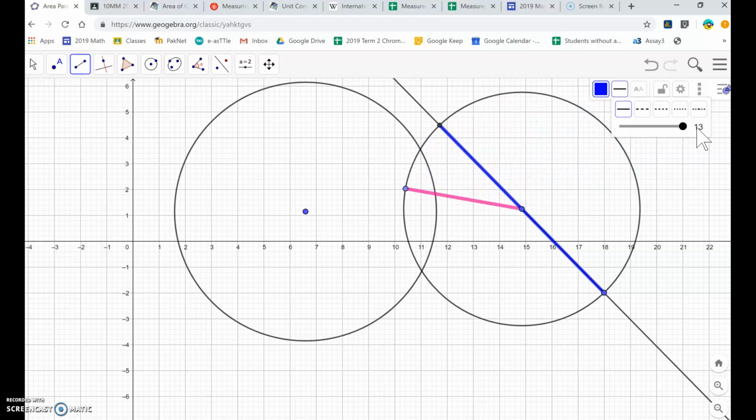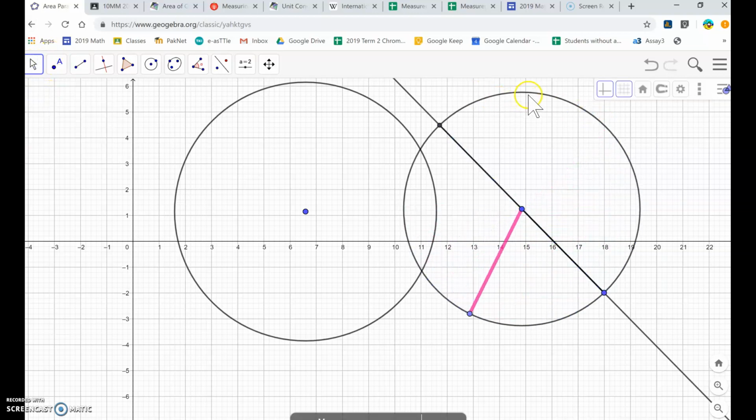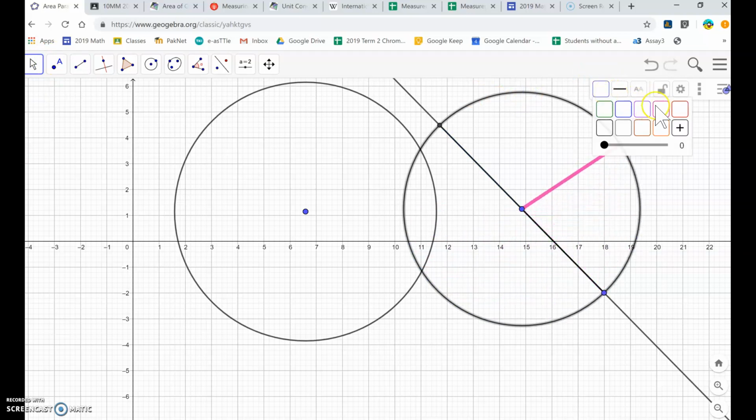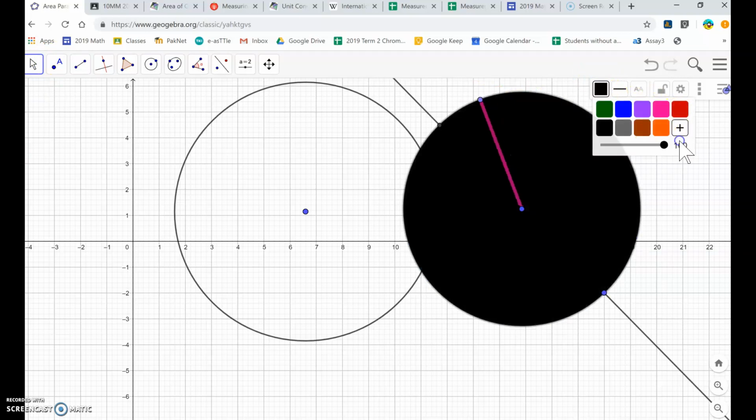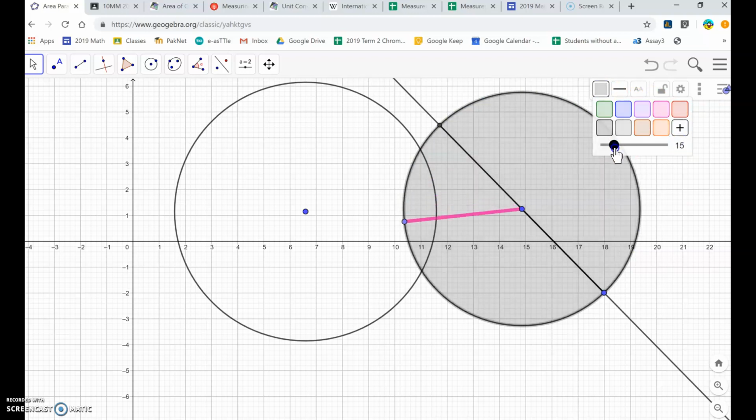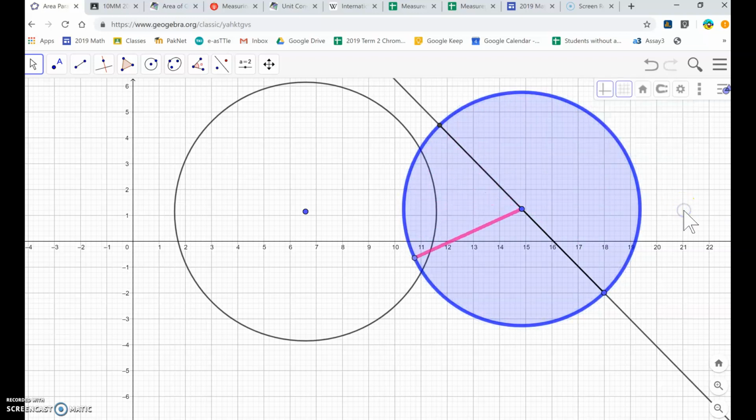What's the other thing you need to know about circles? Circumference. So the circumference is this bit here. This bit here is the circumference. So I want to make that color, but I don't want it like that. I want the line really fat. And what color do we want that? It can be green. Blue. Okay. But my diameter seems to have disappeared. Never mind. That's the circumference.